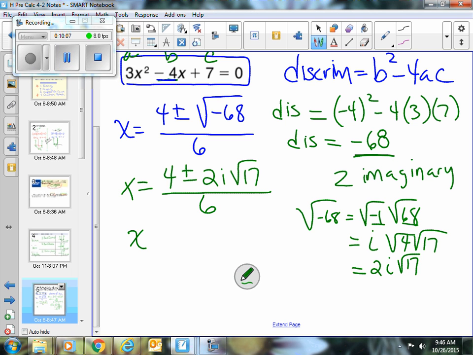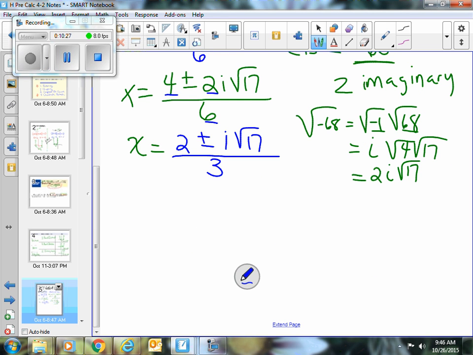All right, not much else we can do with these imaginaries other than reduce the fraction if we can. And if you look at all of the coefficients, if there's a common factor that appears in all three of them, we can reduce. And it looks like all of them have a factor of 2. So I'm going to divide everything by 2. So 2 plus or minus i square root of 17 all over 3.